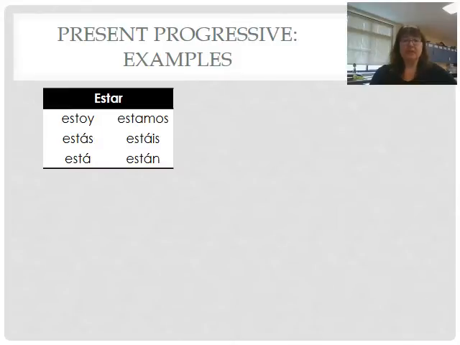Let's look at some examples. So again, you need estar, right? You have to. Like, you can't say I running in English. You have to say I am running. So it follows the same rules there. But again, estoy, estás, está, estamos. Always fun. Estáis and están.